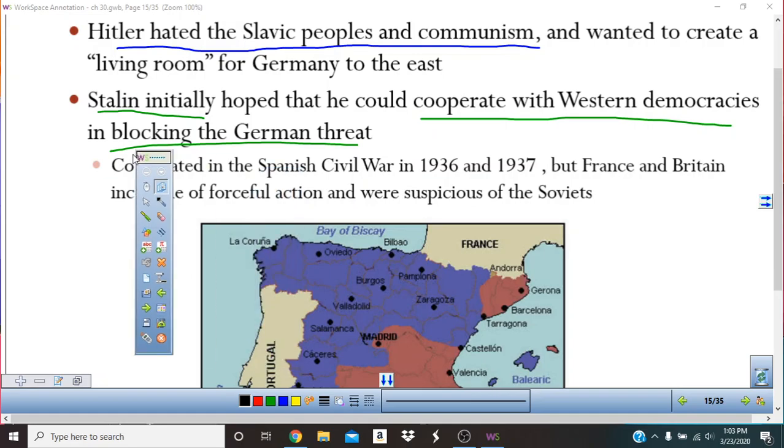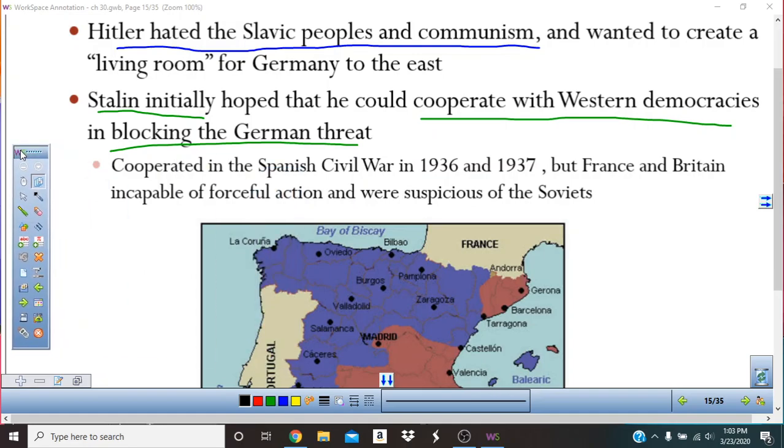The enemy of my enemy is my friend. And Stalin is going to be working with the Western democracies to block the German threats. Hitler will ultimately invade the Soviet Union, and that will be devastating, of course, for Hitler and his armies. It will be devastating for the Soviet armies too. Millions and millions would die. But Stalin, it's a very interesting situation. You have this communist country that's cooperating with Western democracies during World War II.